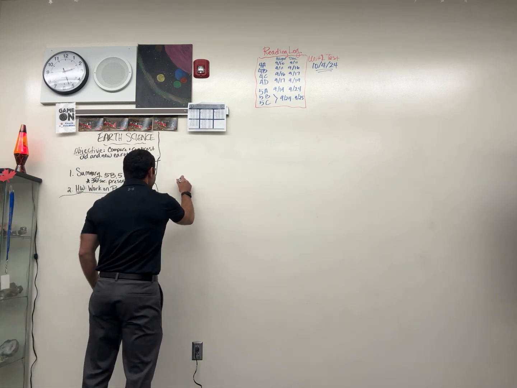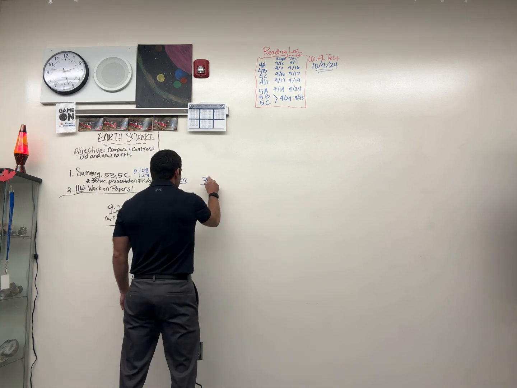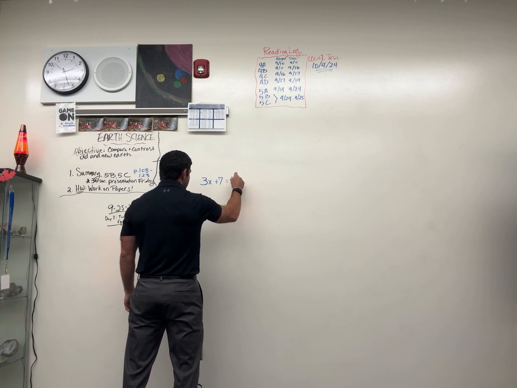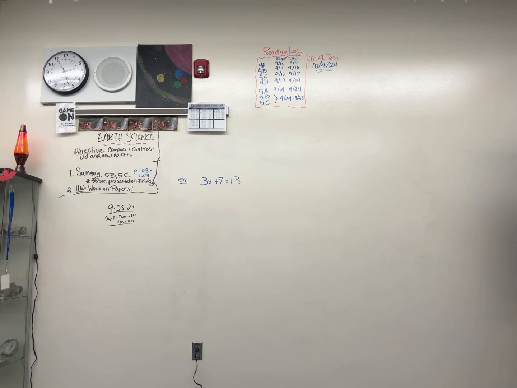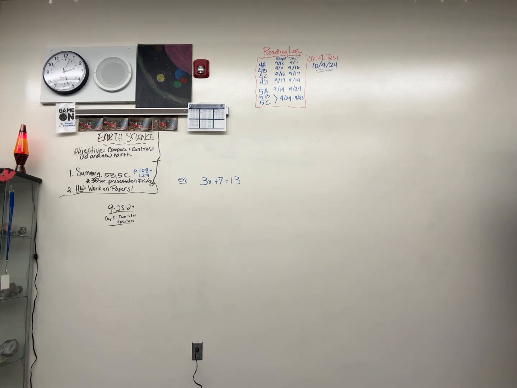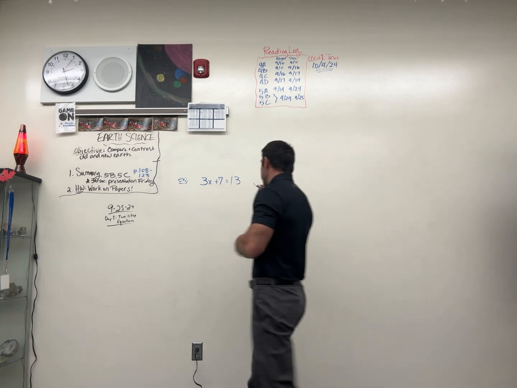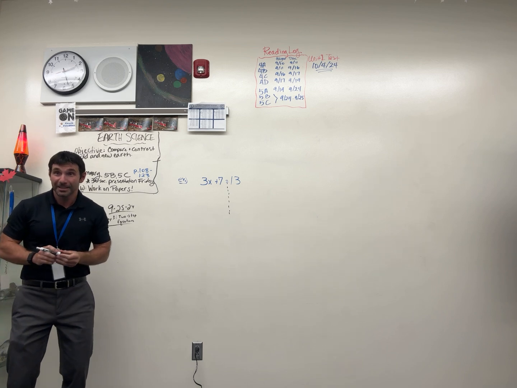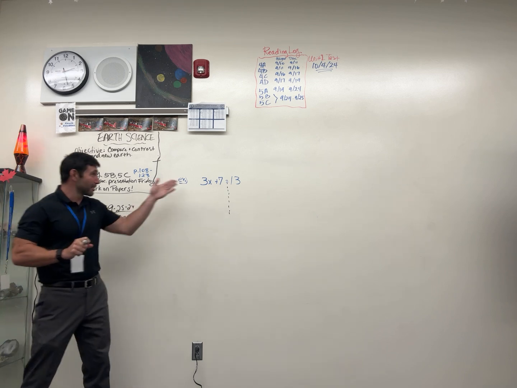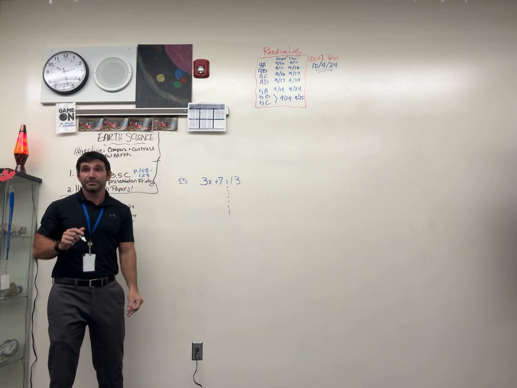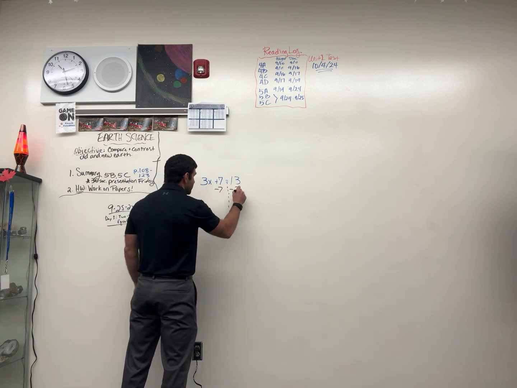Here we go. Let's start off easy. 3x plus 7 equals 13. So our rules stay the same. We find our balance point. We are going to move the constant. How do we move the constant? We add or subtract first, then we multiply or divide. The constant is positive 7. What's the inverse of plus 7? Minus 7. So we subtract 7 from both sides.